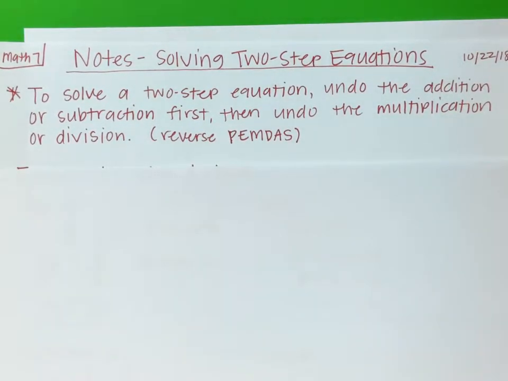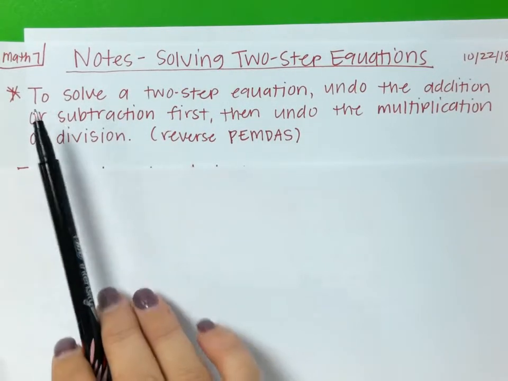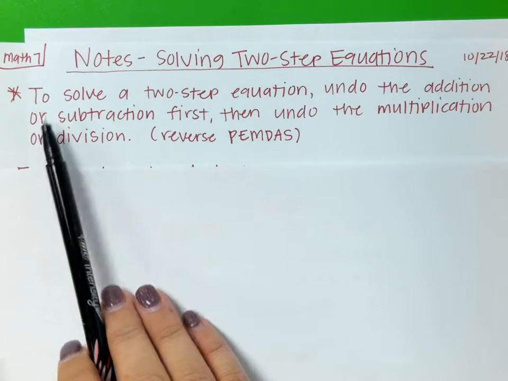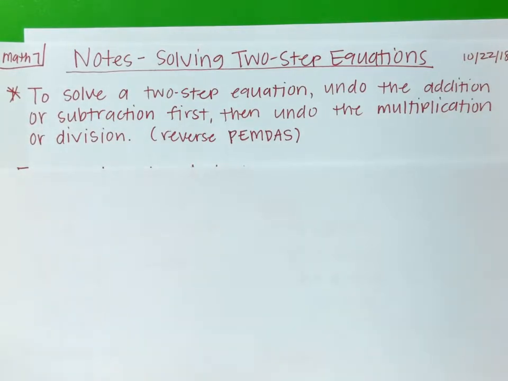So in order to solve a two-step equation, we're going to have to use what we learned with one-step equations, okay? So everything is the same. You're still using those addition, subtraction, multiplication, and division properties of equalities to solve for x. You're just having to do it in 2 steps instead of 1, okay? So the first step is to undo the addition or the subtraction, and then undo the multiplication or division.